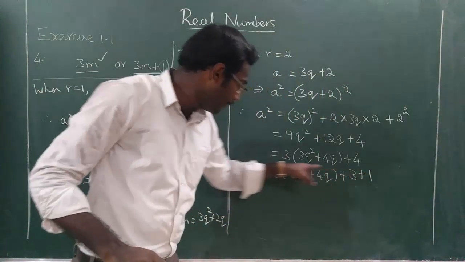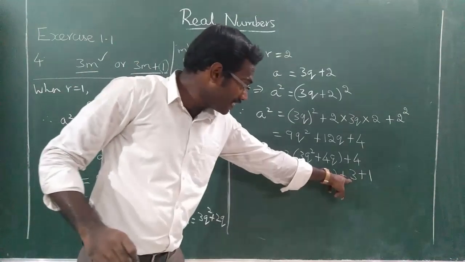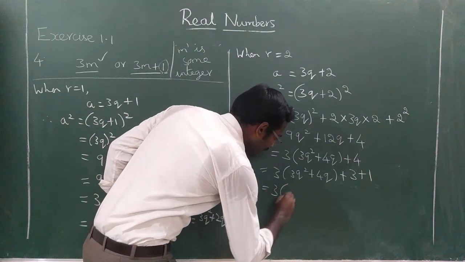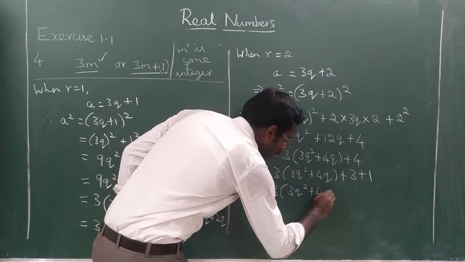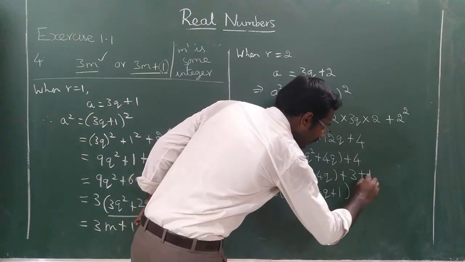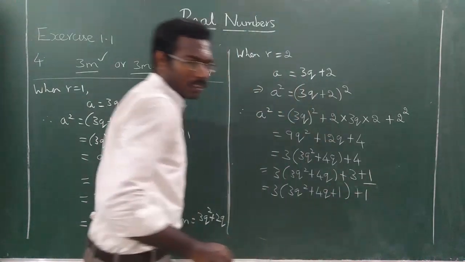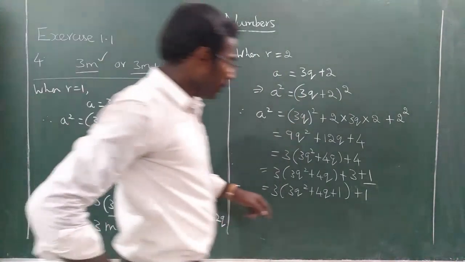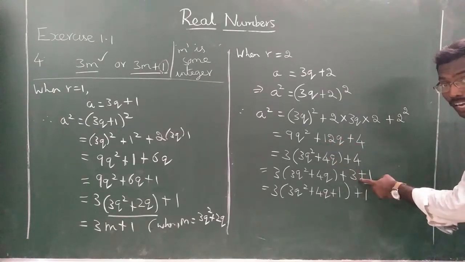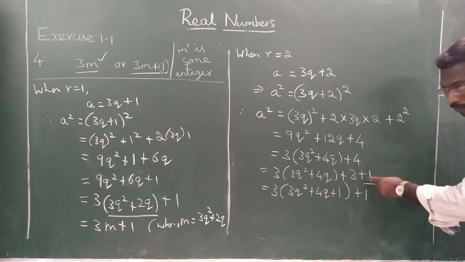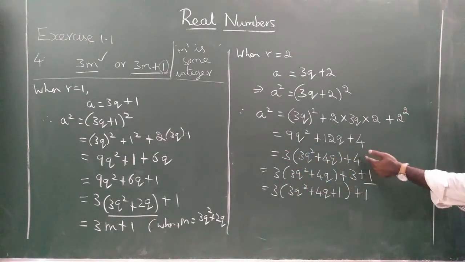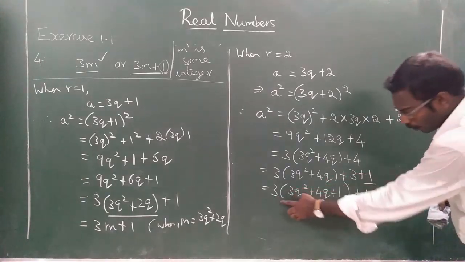So now this 3 can be taken commonly here. Here 3 is there. From 3 you take 3 outside, so you will get like this: 3 into 3q square plus 4q. This 3 I am taking common, so you will get plus 1. Then another plus 1 is outside. Is it clear? You can do this step here itself, but I am writing like this so you understand why we are splitting this 4 as 3 plus 1. Because there you have to take 3 as common. Here you want 1. So we are splitting this 4 as 3 plus 1. Now you got that. Okay.